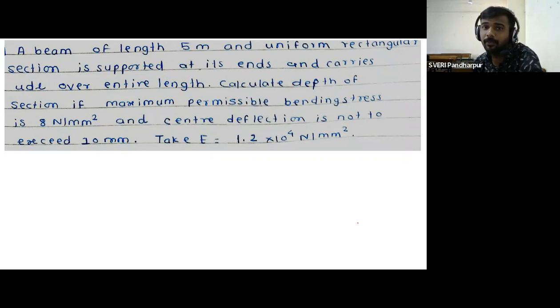The beam of length 5 meter and uniform rectangular section is supported at two ends. Means which type of beam is there? It is supported at its two ends. Simply supported. So here the simply supported beam is there and it carries UDL on entire span. Okay, so accordingly you have to draw the figure first.